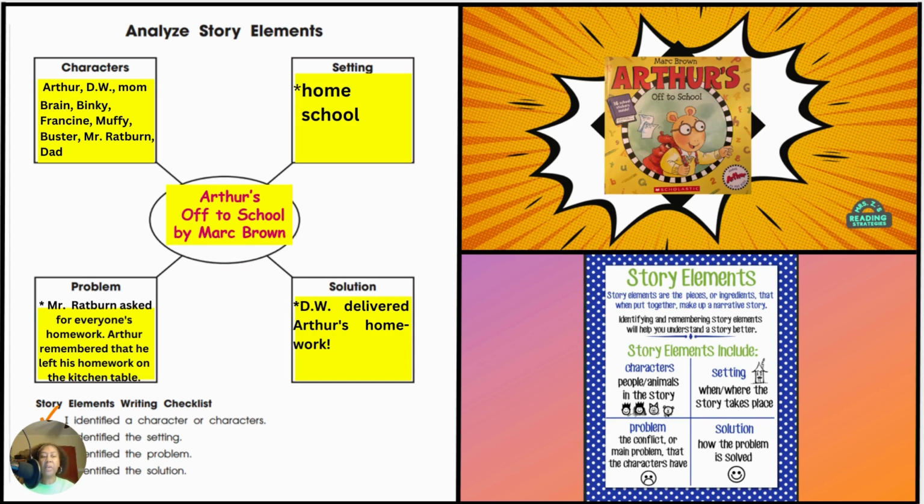All right, now let's go down to the plot. The plot could be what's going on in the story or the problem in the story. We know that Authors Off to School and many things were happening throughout the classroom. But there was a problem. What was the problem in the story? Well, if you remember, Mr. Ratburn asked for everyone's homework. But what happened? Arthur remembered that he left his homework on the kitchen table. Has that ever happened to you? Can you make a connection to that? Text to self connection? Yes.